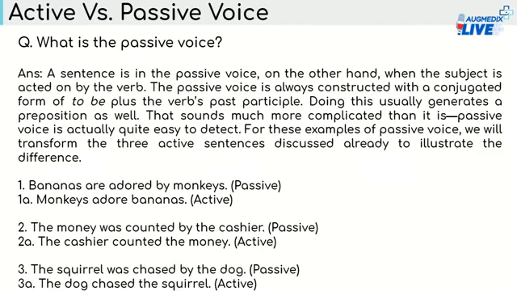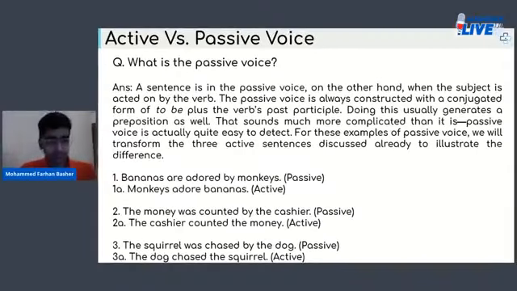Okay. Now let's take a look at these examples here. On the last slide, we saw the sentences in the active voice where we said monkeys adore bananas. Now, if you change the voice of this sentence to the passive voice, then it becomes bananas are adored by monkeys. The money was counted by the cashier.